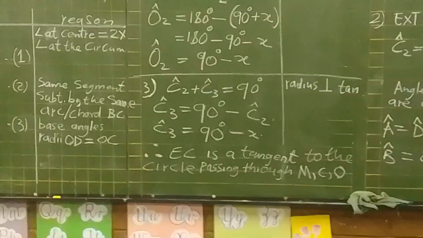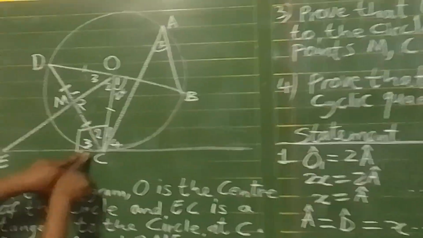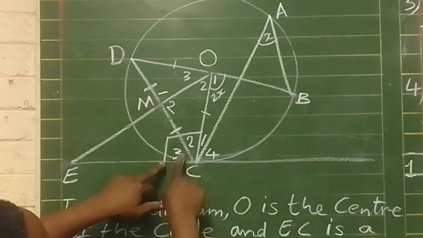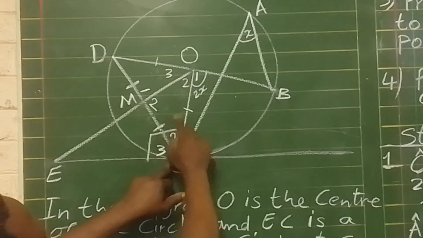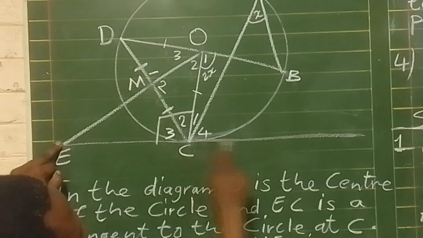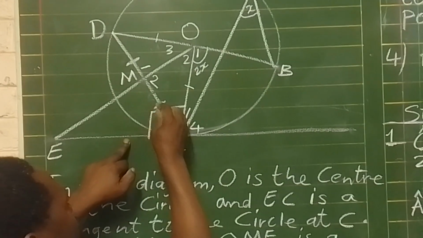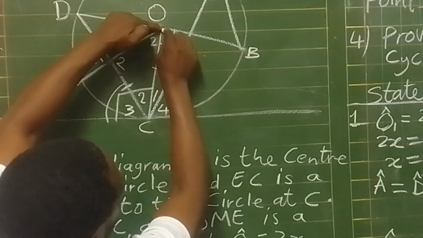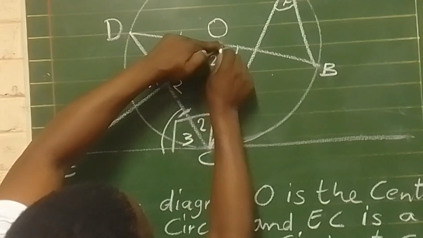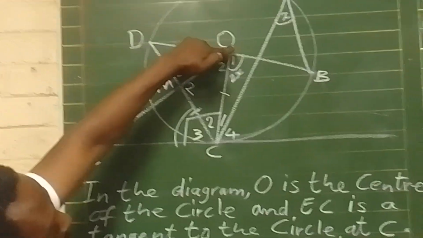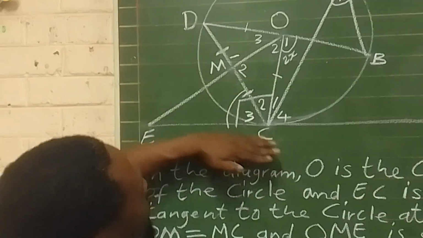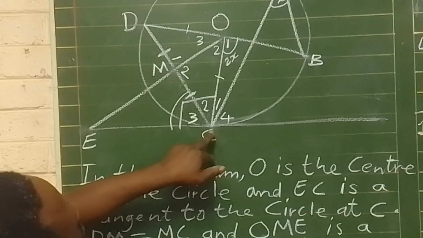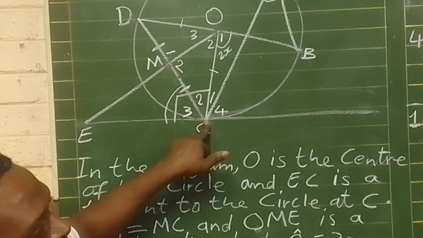Right, now let me just brief you a little bit. We have found that C3 is equal to O2 because they both equal 90 minus X. If this angle here is equal to that angle, that means this chord and this tangent form an angle that is going to be equal to the angle in the alternate segment. That means EC is the tangent to the circle through points M, O, C. See that?